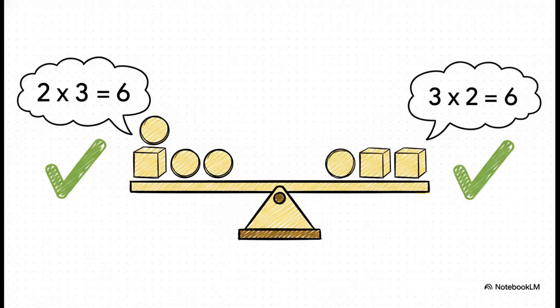You know, we all remember this, right? 2 times 3 is 6. 3 times 2 is also 6. The order just doesn't matter. It's comforting, it's predictable, it's a rule of the universe we can all rely on.